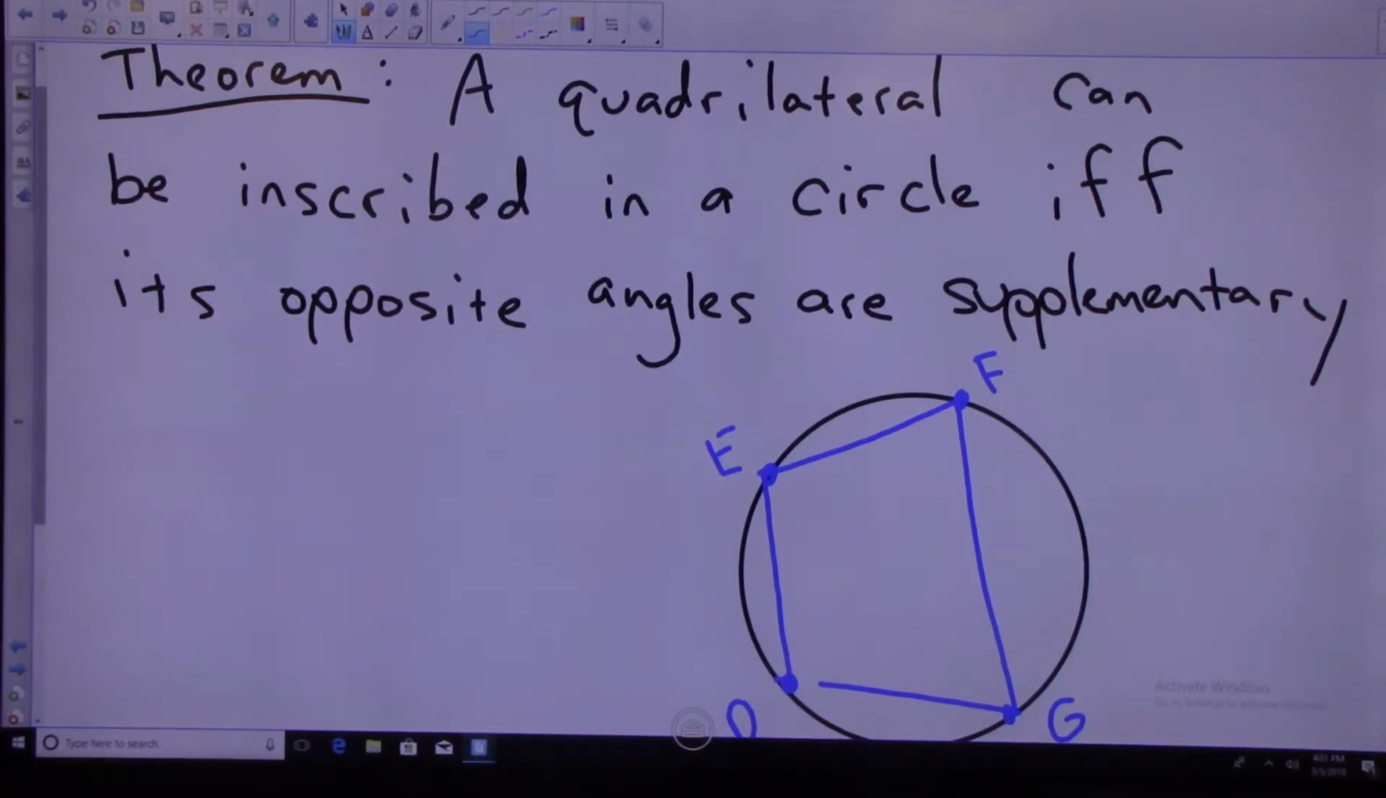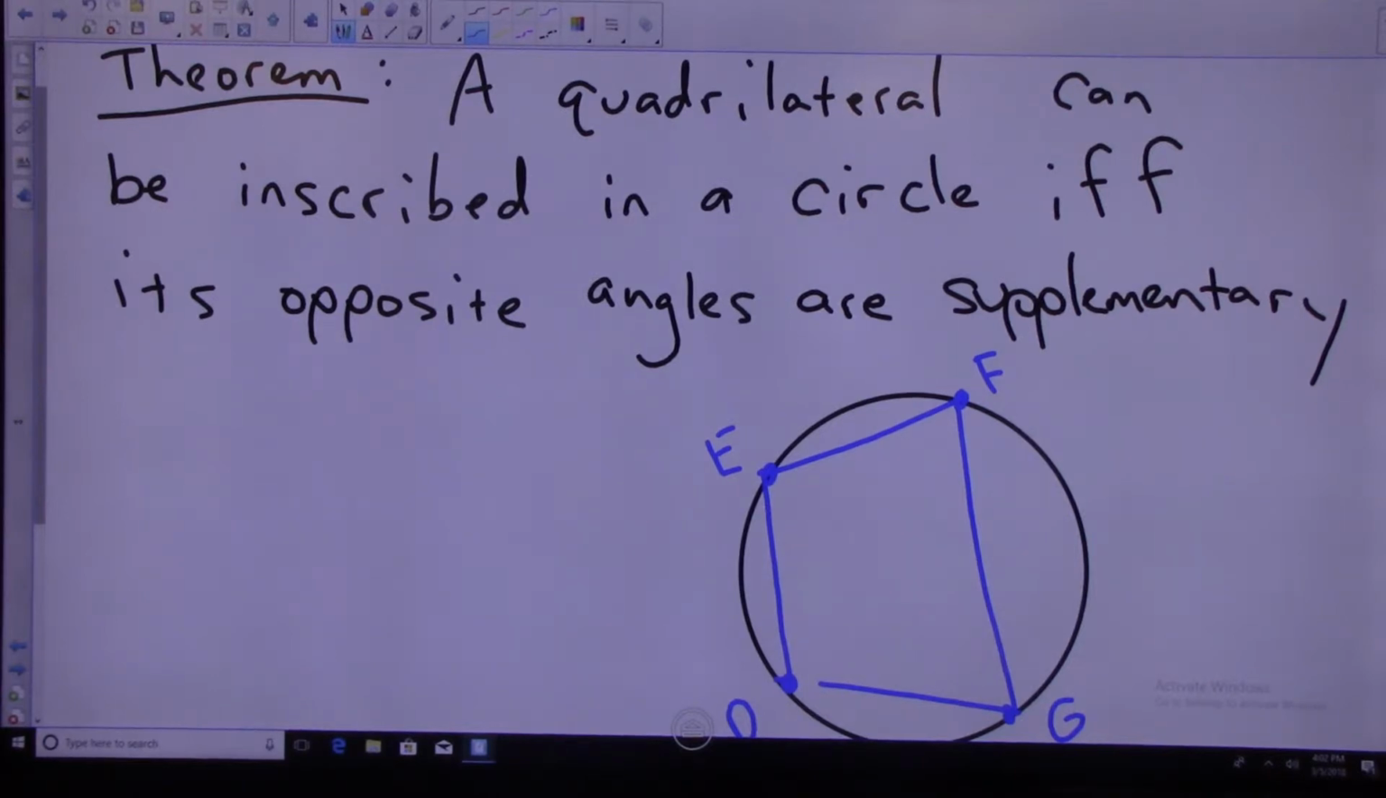A quadrilateral can be inscribed in a circle if and only if its opposite angles are supplementary. All right. So to review, supplementary means what?